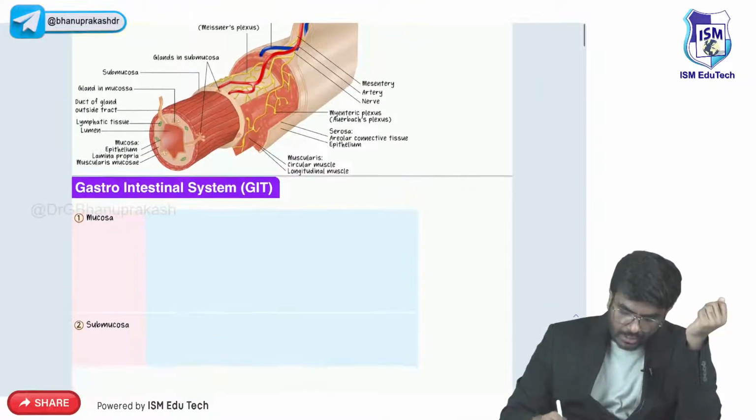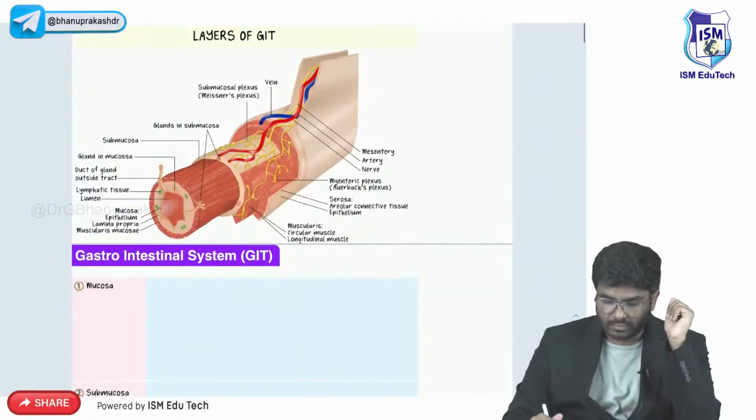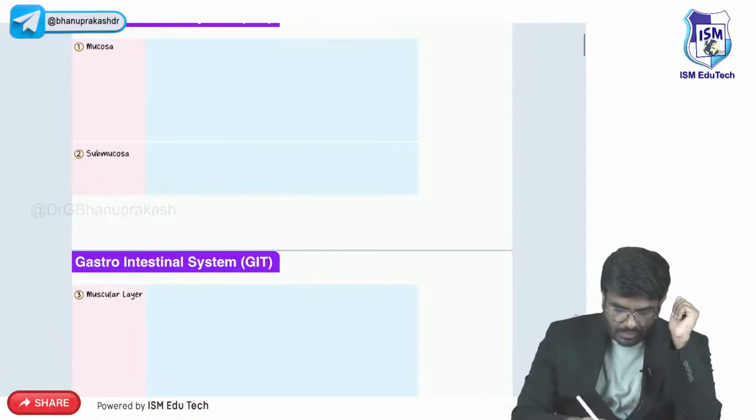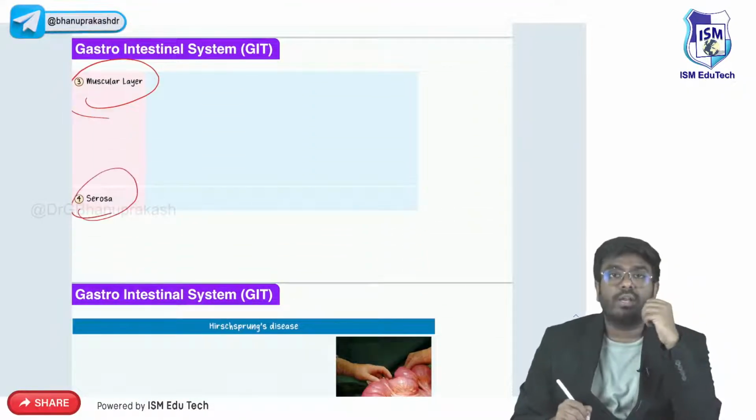Now, please tell me how many layers are there in the GIT? There are 4 layers, sir. Even small children know there are 4 layers. What are they? Mucosa, submucosa, muscularis, and serosa. There are 4 layers in the GIT.